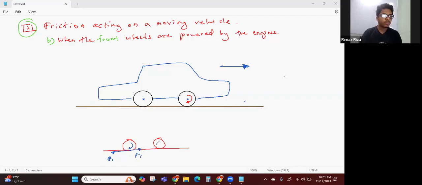And due to this, now this slides. So therefore, this pushes the earth in this direction, F2, and therefore an equal and opposite reaction force acts on the wheel, F2, and therefore this wheel also rotates in this same direction. So here, F1 is in this direction and F2 is in this direction. And obviously F1 is greater than F2, otherwise the car won't move in this direction.